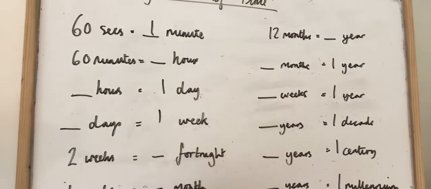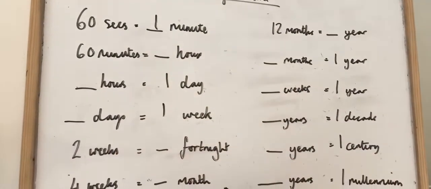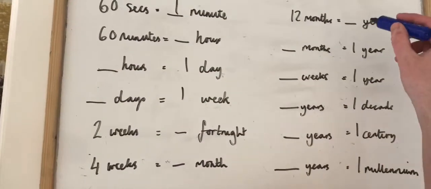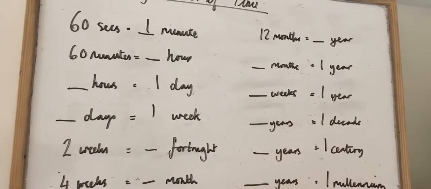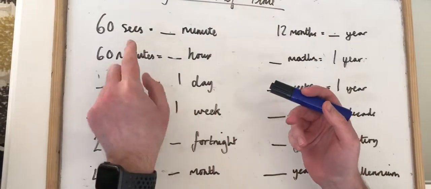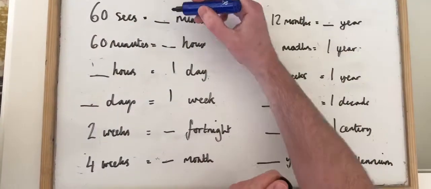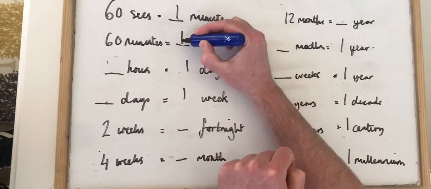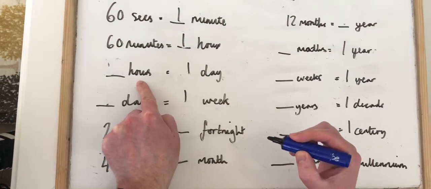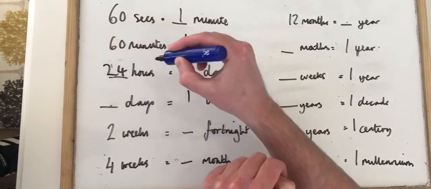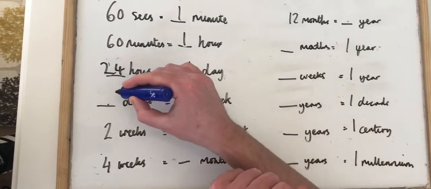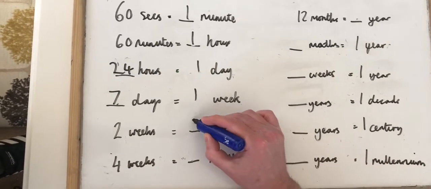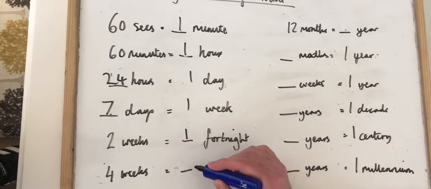Now what I want you to do is pause the video and have a go at filling in the missing numbers. Okay, pause it now. Are we ready? Let's go. 60 seconds equals 1 minute. 60 minutes equals 1 hour. 1 day equals 24 hours. Very good. 1 week equals 7 days. 2 weeks equals 1 fortnight. 4 weeks equals 1 month.